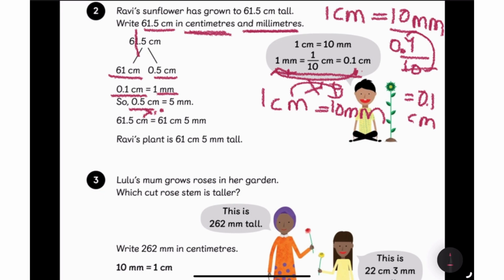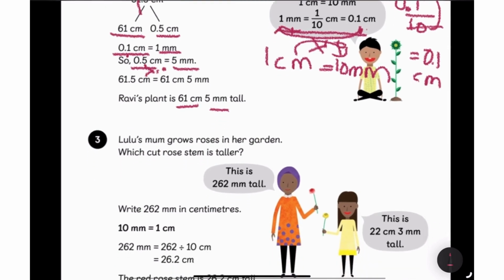So now the question is in centimeters and millimeters. Therefore, Ravi's plant is 61 centimeters and 5 millimeters tall. All right, so this is how we deal with a question asking you to convert into centimeters and millimeters. Let's go to the last question of the day, which says, Lulu grows roses in her garden.